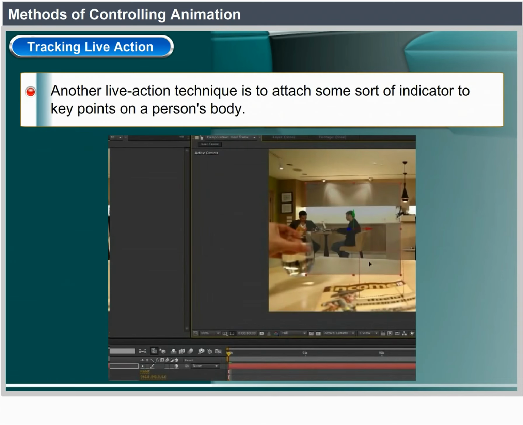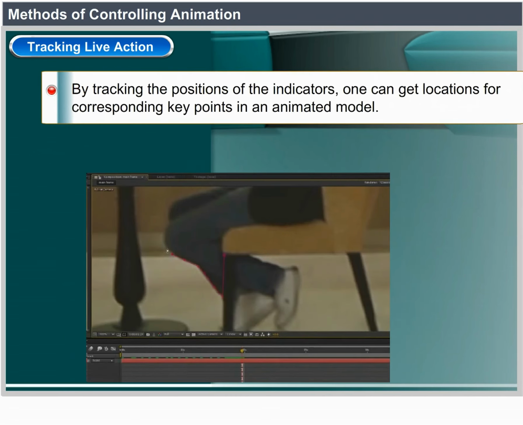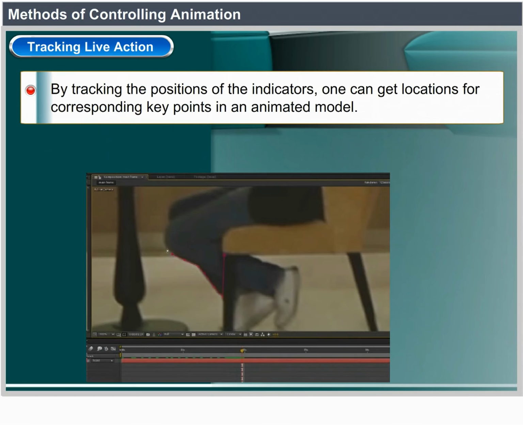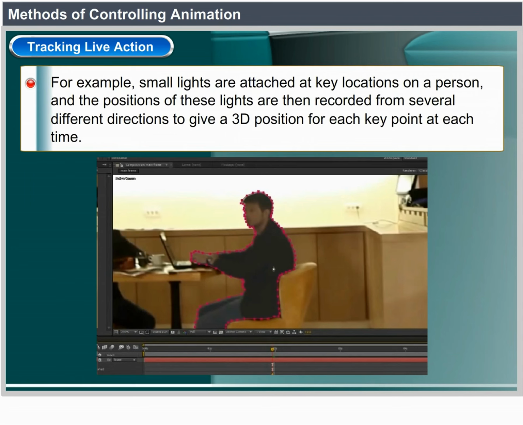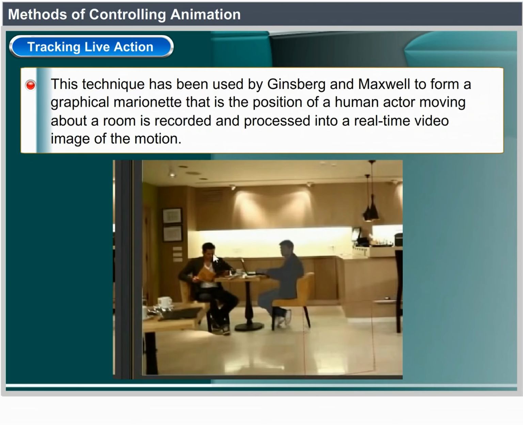Another live action technique is to attach some sort of indicator to key points on a person's body. By tracking the positions of the indicators, one can get locations for corresponding key points in an animated model. For example, small lights are attached at key locations on a person, and the positions of these lights are then recorded from several different directions to give a 3D position for each key point at each time. This technique has been used by Ginsberg and Maxwell to form a graphical marionette.